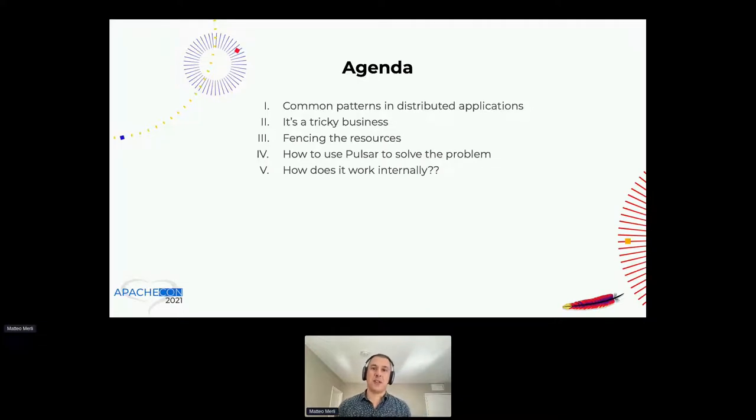The agenda for this talk is to go through some of the common patterns that I've been seeing, some of them, not all of them. This is not an exhaustive list, but common patterns that people use when building distributed applications. And I just want to show that it's not as easy as it seems. There are many tricky aspects of these patterns, and in general, in how to design and implement distributed applications. With that comes the concept of fencing, and then I will show first how Pulsar solves this problem, and I will also go through a bit on how this feature works internally. So how can we provide these kinds of guarantees?